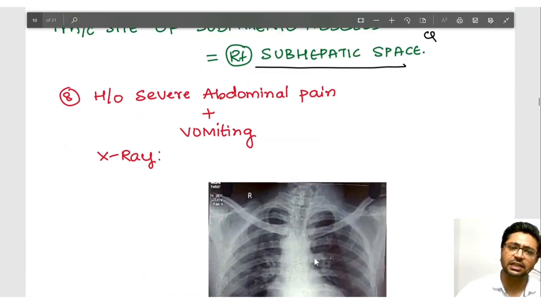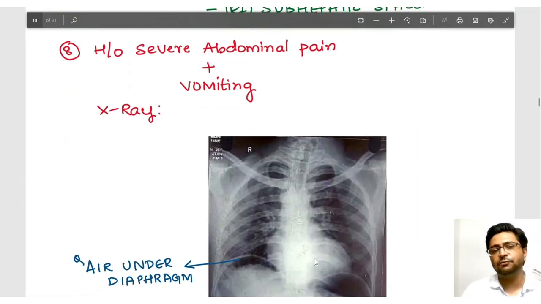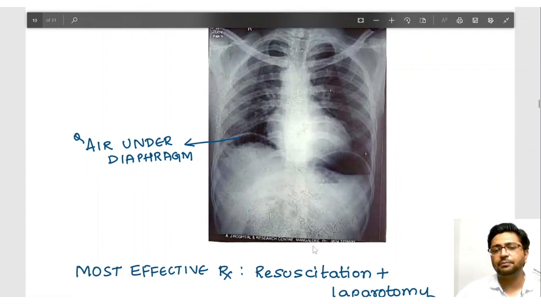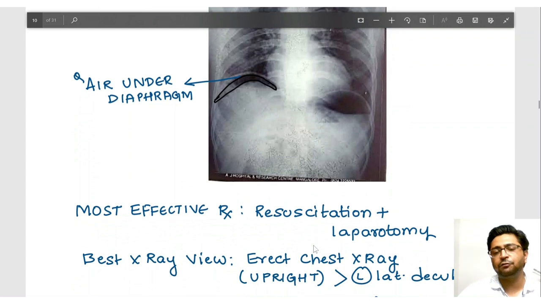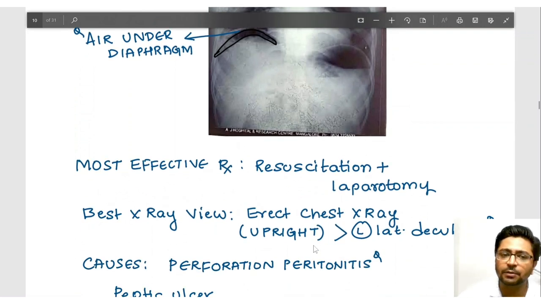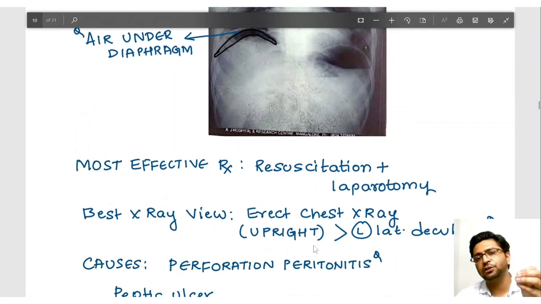The next question which is asked is, the patient would present with severe abdominal pain and there is vomiting. X-ray is shown as below. So the X-ray is showing air under the diaphragm. So you can appreciate there is air under the diaphragm. So what condition is it? It is perforation peritonitis, likely to be a hollow viscus perforation. What was the question? What is the most effective treatment we want to give? We want to resuscitate the patient first and undergo an exploratory laparotomy. So this is the question which was asked. So resuscitation with exploratory laparotomy.